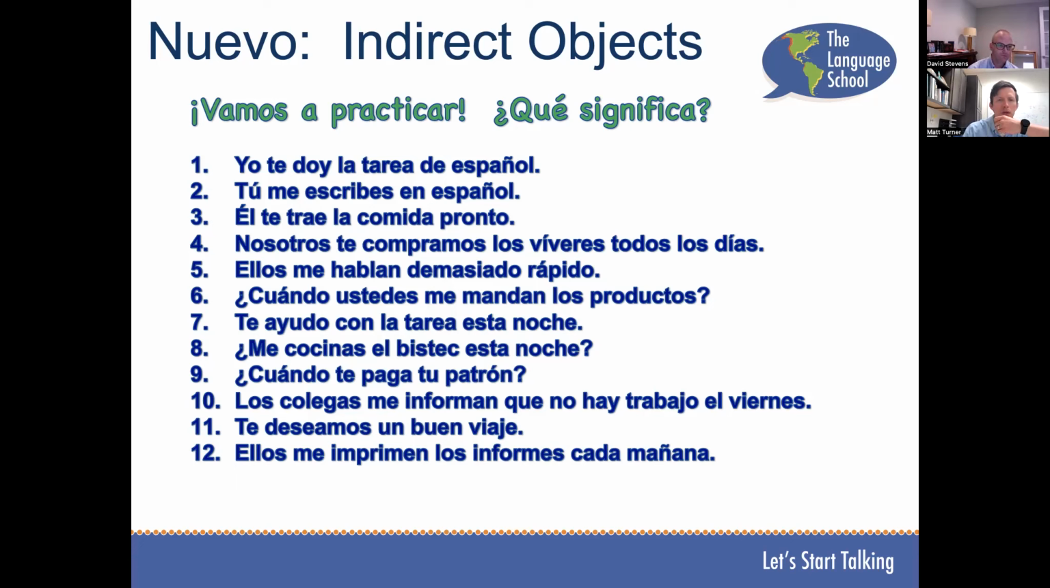So number 8, me cocinas el bistec esta noche. You help me cook the steak tonight. Will you help me cook the steak tonight? All right. So what's the verb? Cocinar. Sorry, I was looking at number 7. You're right. So it's you. You got it. You were right. I was looking at number 7. Okay, good. Number 9.